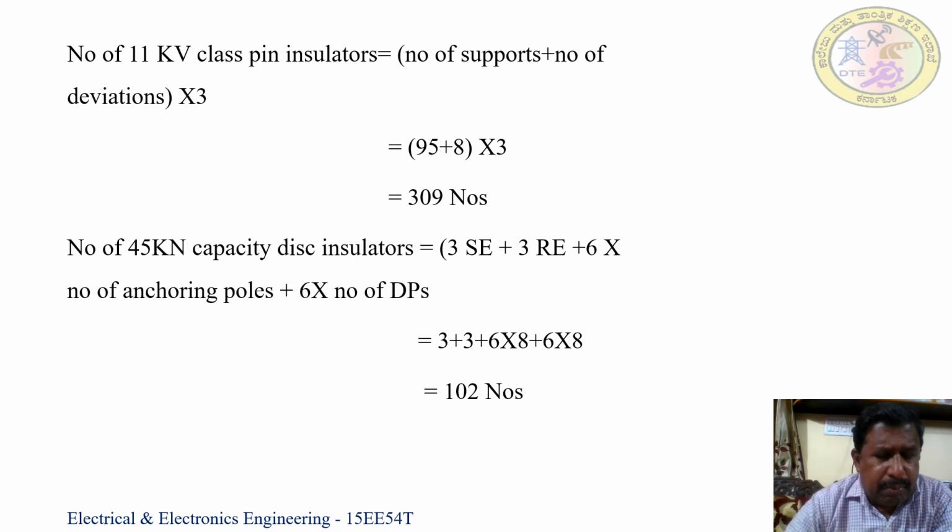Next item is number of 45 kilonewton capacity disk insulators, equal to 3 numbers at sending end plus 3 numbers required at receiving end plus 6 into number of anchoring poles plus 6 into number of double poles. So totally equal 3 plus 3, 6 into 8 plus 6 into 8. So that comes to 102 numbers. The number of 45 kilonewton capacity disk insulators is 102 numbers.